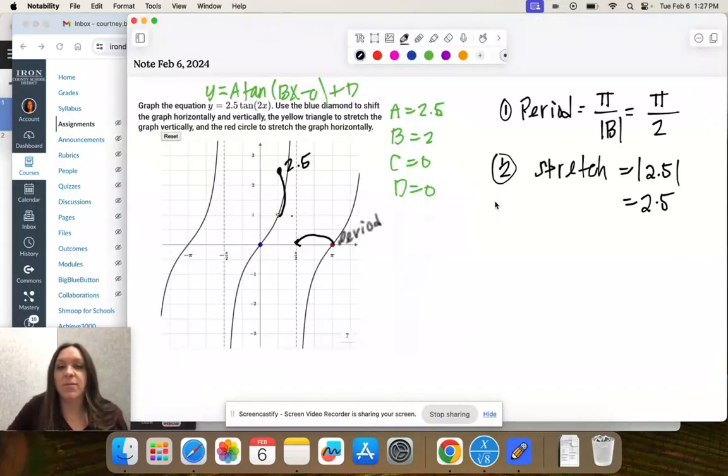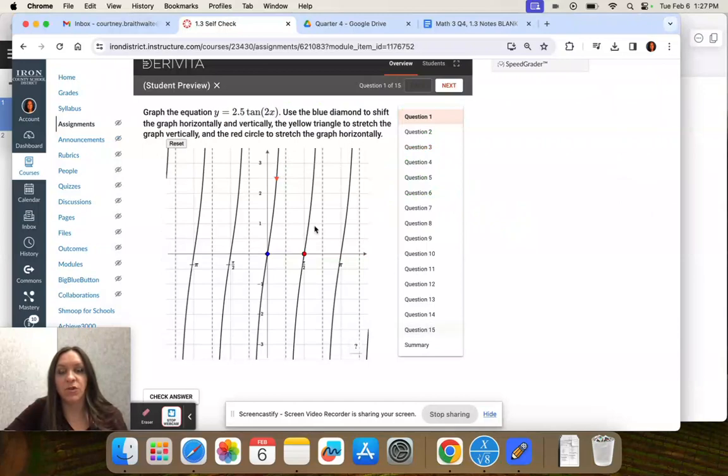And then I would look at my shifts. So C and D help me determine my vertical and horizontal shift. The phase shift is horizontal, D is vertical. But since there's 0, nothing else has moved. So there's no shift, and that's my answer.